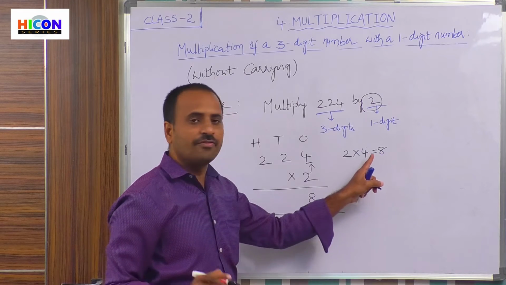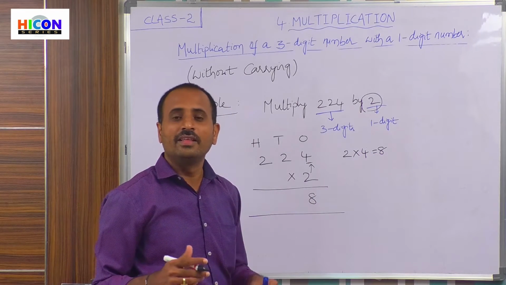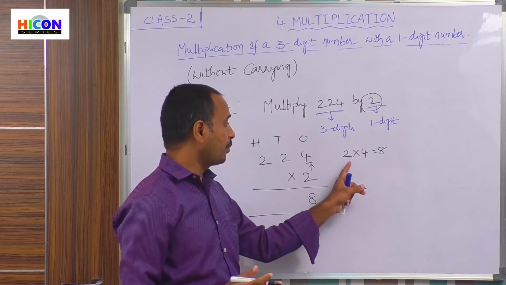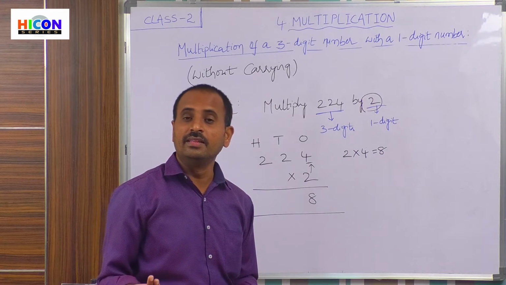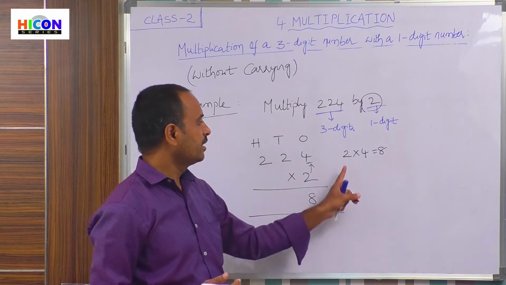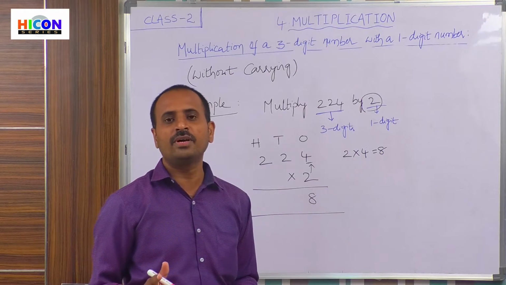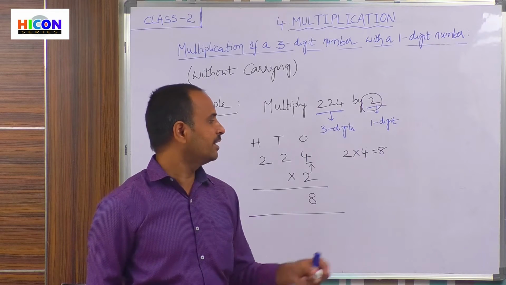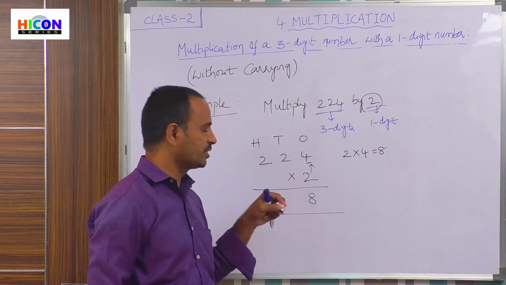Here 8 is a 1-digit number and there is no need to carry. If the product is a 2-digit number, then there is a need of carrying. But here the product 8 is a 1-digit number, so there is no need to carry. Write 8 under ones place.